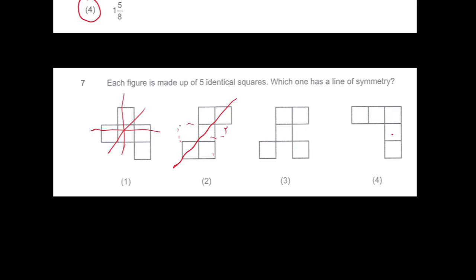And for number 4, if you look at it, one possible way of cutting is to cut it this way. So when you fold it, this part will go nicely to fit here. So the answer is 4.